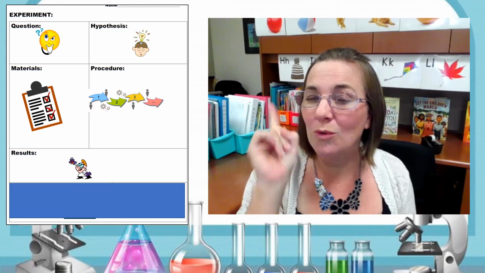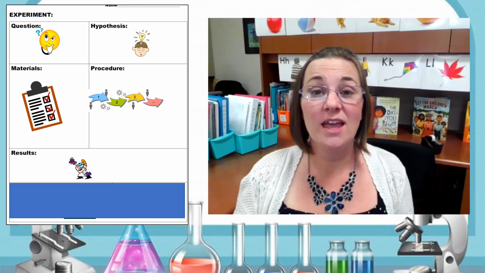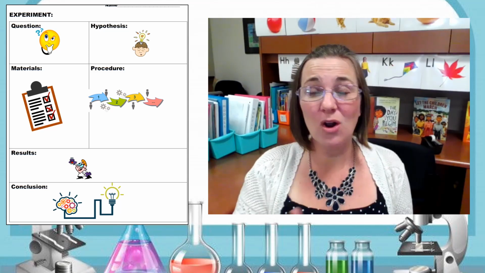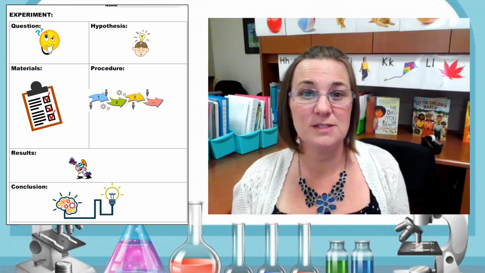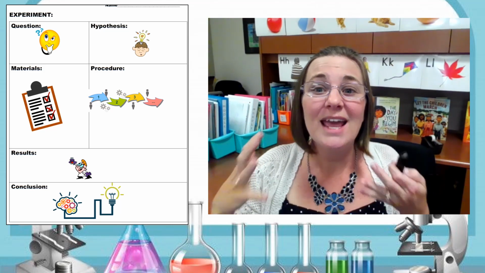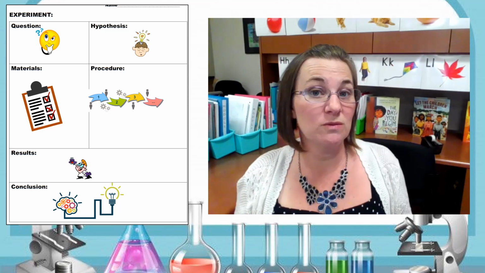Well, guess what? There is one more really important step that we have to take as science writers in sharing our results. We have to have a conclusion. A conclusion is when you think about all of the things that happened during your experiment. You take all the information you've learned, you think carefully about it, and you come up with a new idea that you now have based on what you've learned.